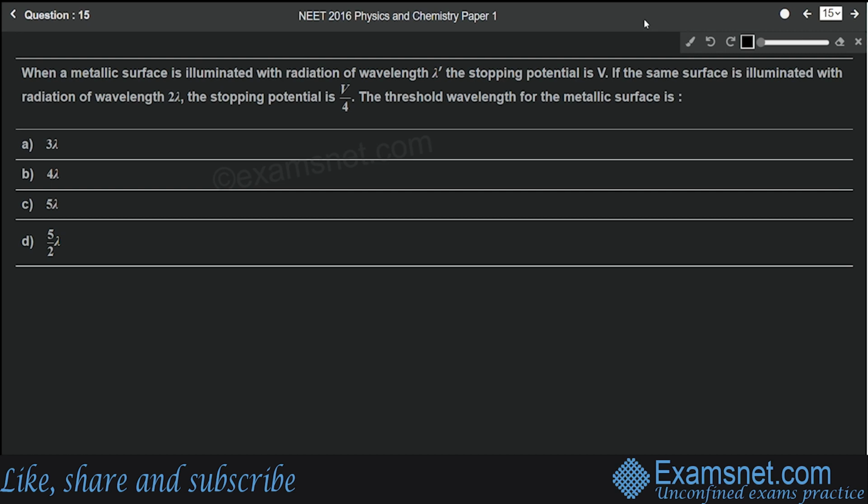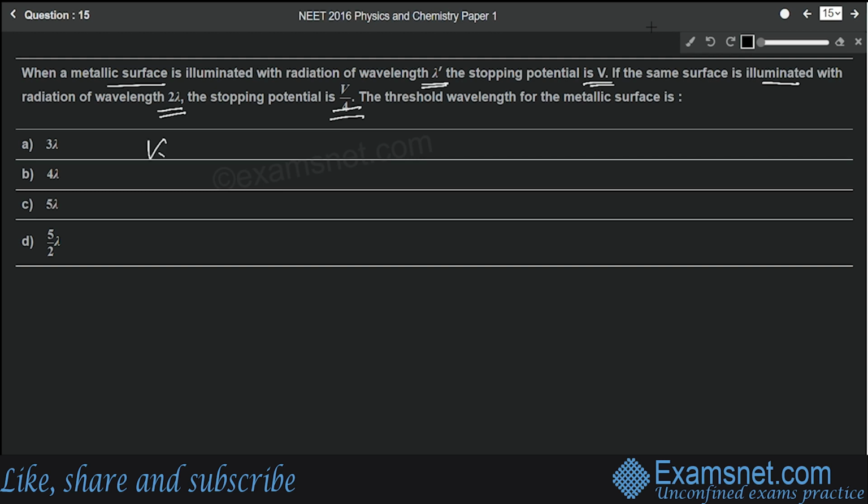Question number 15 is from photoelectric effect, and the question is, when a metallic surface is illuminated with radiation of wavelength lambda, the stopping potential is V. If the same surface is illuminated with radiation of wavelength 2 lambda, the stopping potential is V by 4. The threshold wavelength for the metallic surface is.